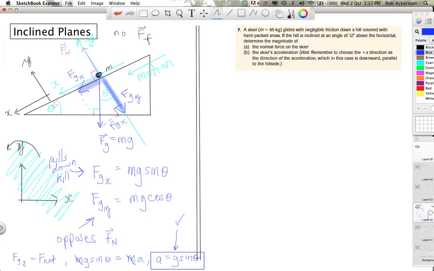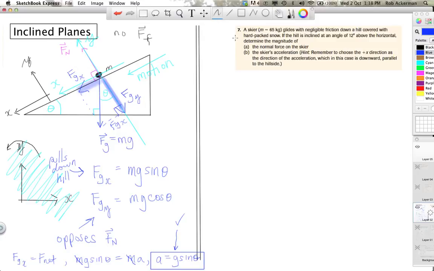And if the hill were vertical, 90 degrees, which you could imagine you just fall straight down like going over a cliff, put 90 in here. Sine of 90 is 1. 1 times g is g. a equals g. You would accelerate down at 9.8. This formula is really smart. So let's use it in a calculation.